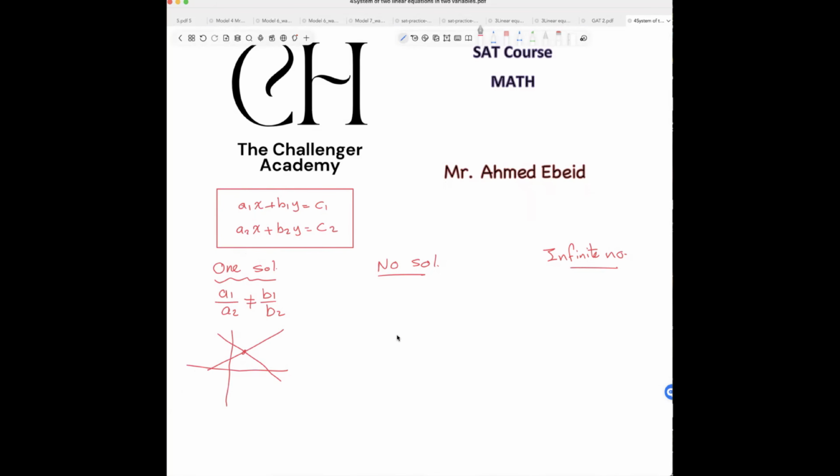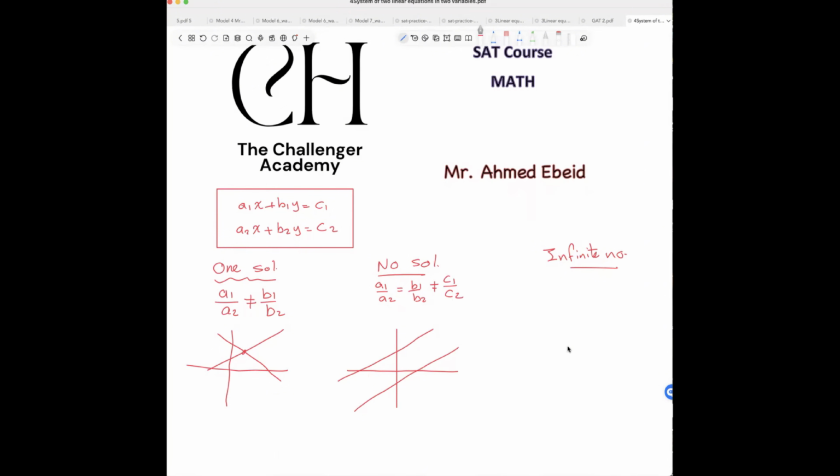No solutions means that the two lines are parallel. And you know that if you have two parallel lines, their slopes are equal, like this. Two lines are parallel, the two slopes of the two lines are equal. And in this case, we have a1 over a2 equals b1 over b2, not equal to c1 over c2.